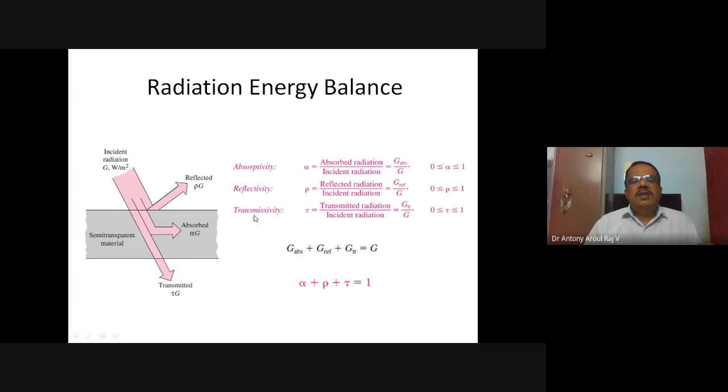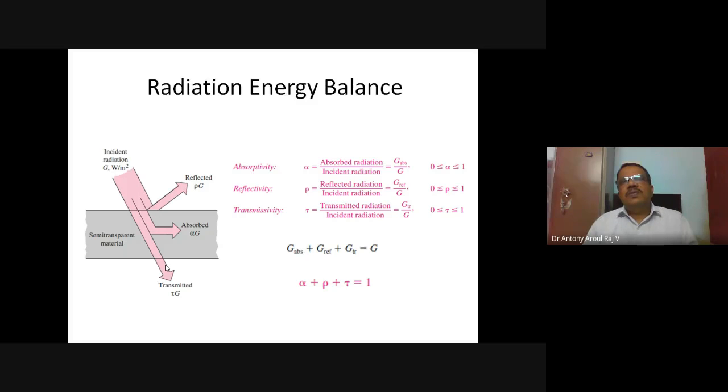Similar to that, we will have various properties of glass materials. If the transmissivity of a particular glass is high, it is like a white glass. The amount of radiation transmitted through white glass will be higher. So the transmissivity of white glass will be higher, maybe around 70%, so I can say the transmissivity is 0.77.